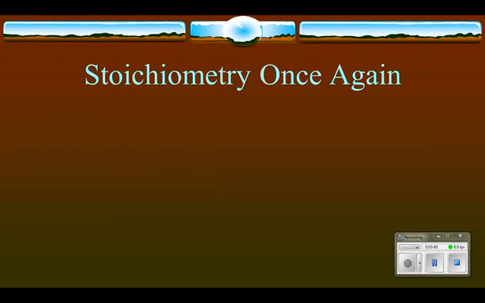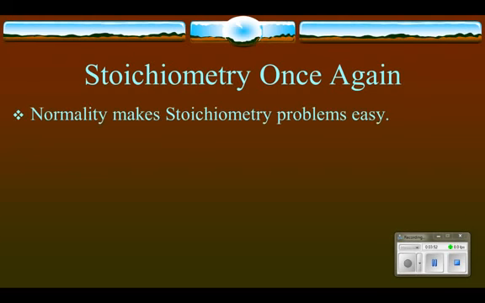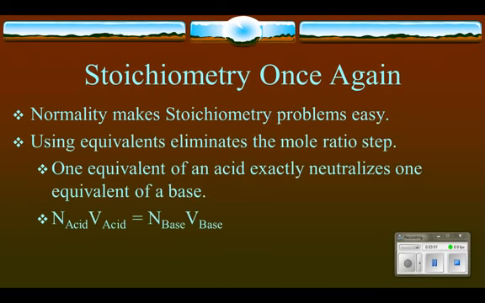Now, why would we need this new unit? Well, it turns out that this unit helps a lot with stoichiometry problems. It makes them much easier if you have normality. Normality basically takes the mole ratio step out of the problem. So instead of having a 4-step problem, you have essentially a 2-step problem.